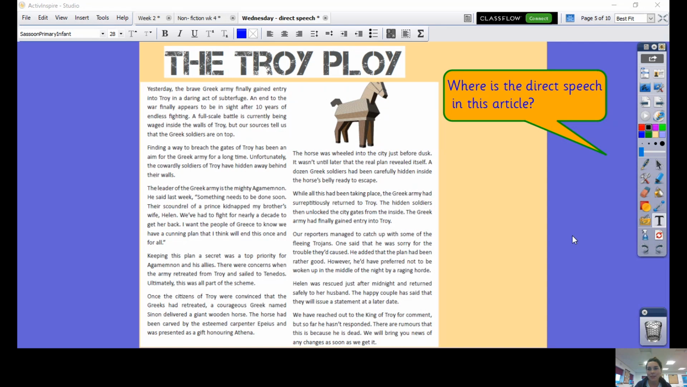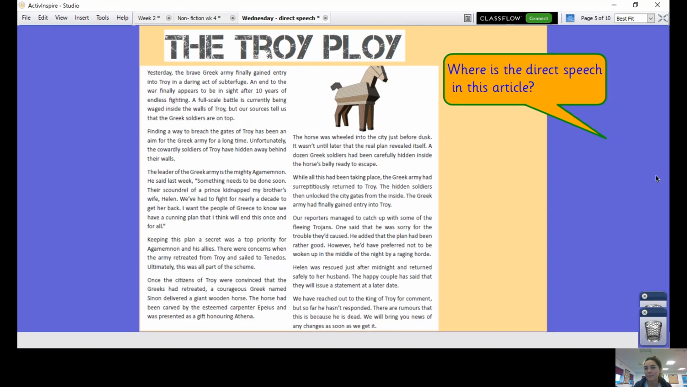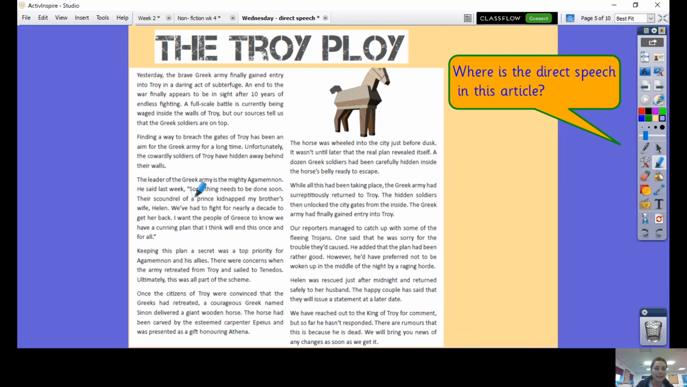Okay, so our direct speech then is anything with speech marks around it. So we are directly quoting what somebody has said. So here, this is a direct quote from Agamemnon, the leader of the Greek army. All of this section here, because it is in speech marks, is the only direct speech in this example.